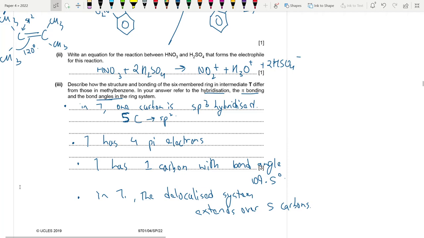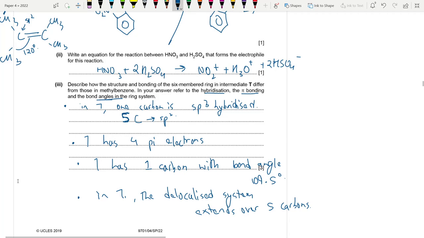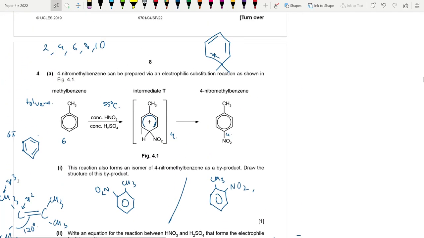Next, we were actually asked to describe the differences between the intermediate and the methyl benzene. So hear me out. What actually happens? Look at methyl benzene. The delocalized ring actually spreads over all 6 carbon atoms, right? However, here look, it spreads over 5 carbon atoms. That's one difference. And in methyl benzene, all the carbons are sp2 hybridized. They all have bond angles of 120 degrees.